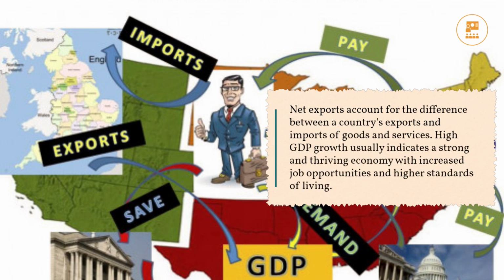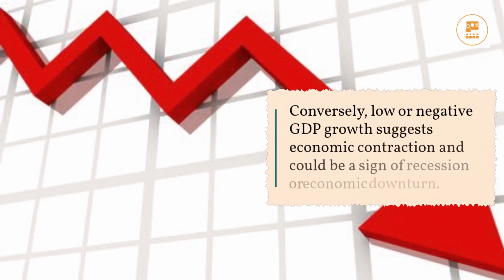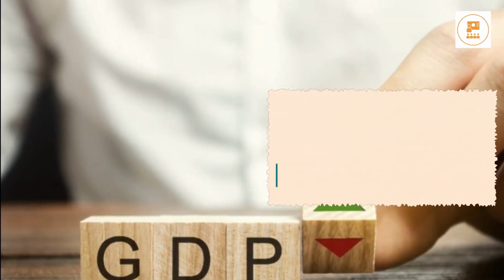High GDP growth usually indicates a strong and thriving economy with increased job opportunities and higher standards of living. Conversely, low or negative GDP growth suggests economic contraction and could be a sign of recession or economic downturn.